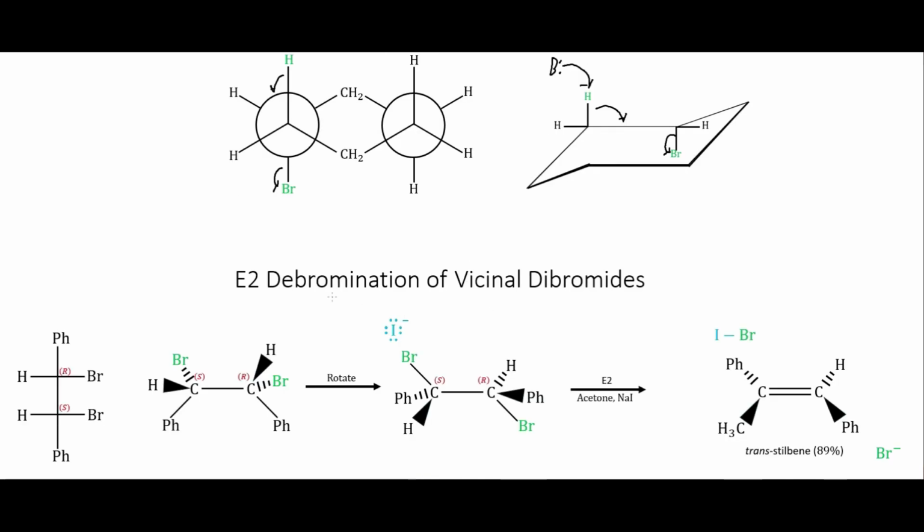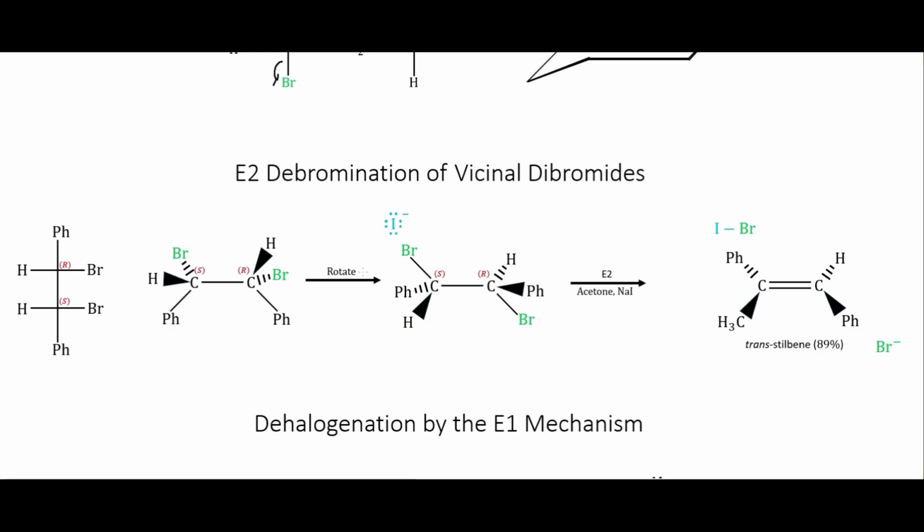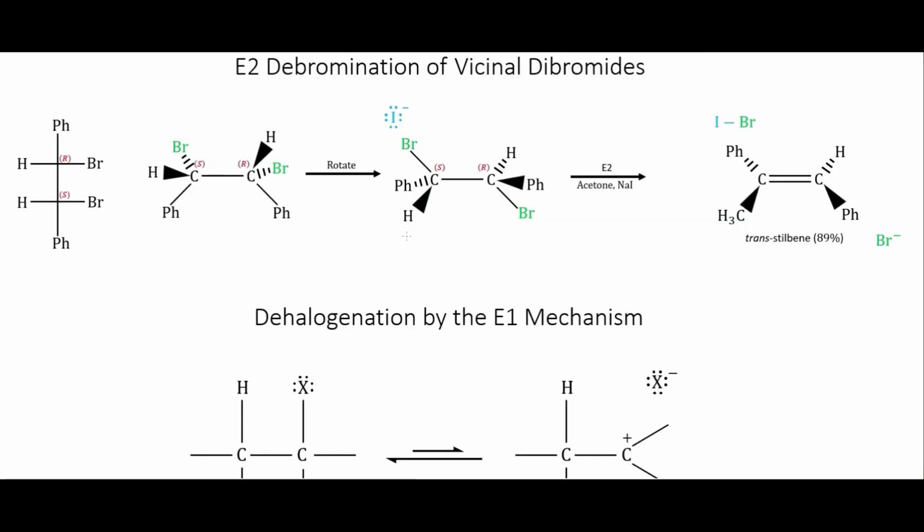So there is also this E2 debromination of vicinal dibromides. And so we have this Fischer projection here. We see we have this bromine here and this bromine here, giving us our vicinal dibromide. And I just noticed that I actually have this S and R flipped around on here. So this should actually be the S, and this should be the R right here. And so that's the S and R chiral centers right there.